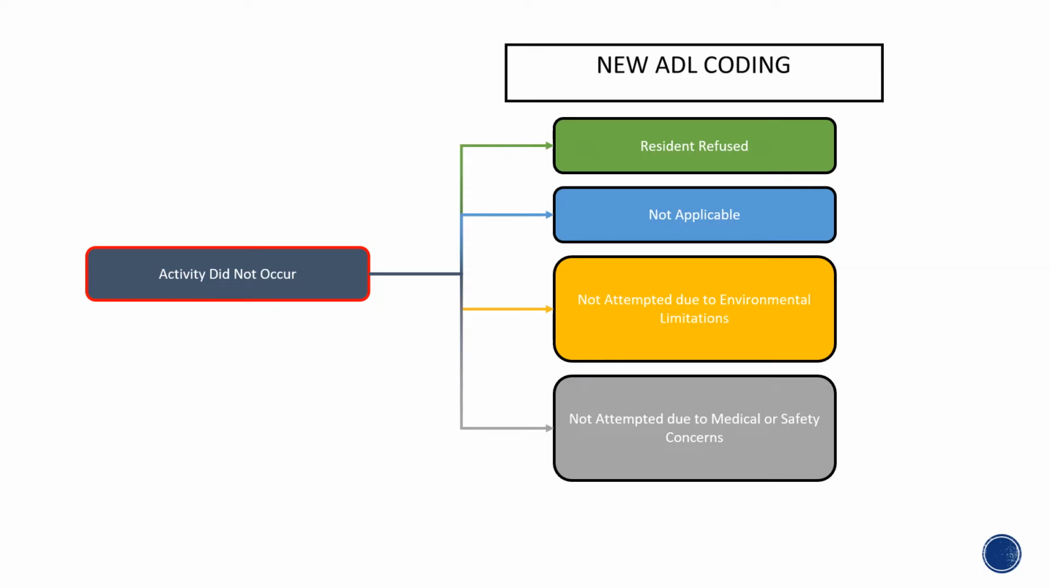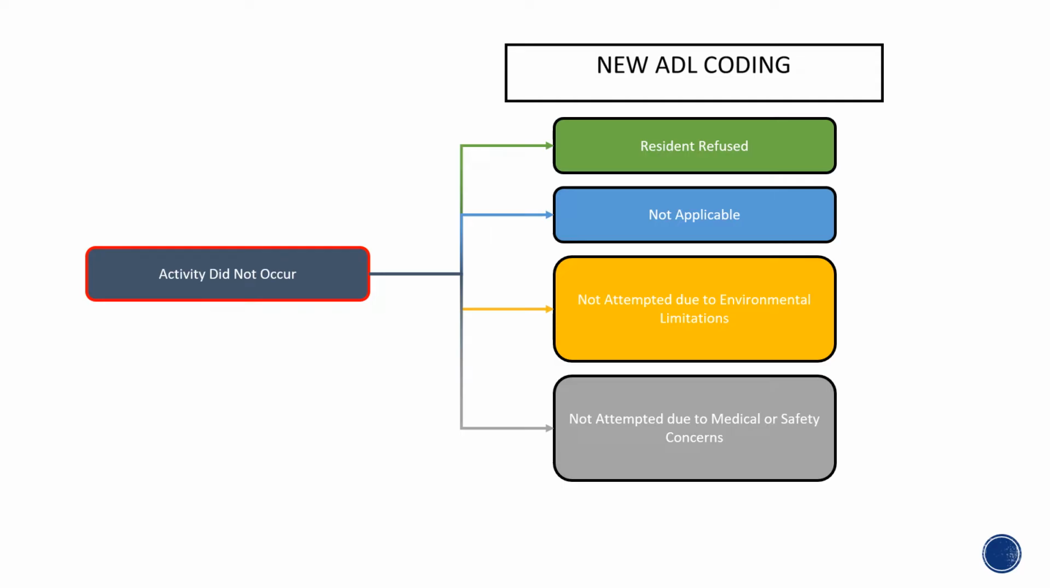In certain cases, there might be instances when a specific ADL isn't completed or attempted for a patient under your care. In the past, this situation was documented as activity did not occur. And depending on your electronic healthcare system, you may have had other options such as not applicable or resident refused. With the new ADL coding, there's now a structured way to account for these instances where an ADL hasn't occurred.